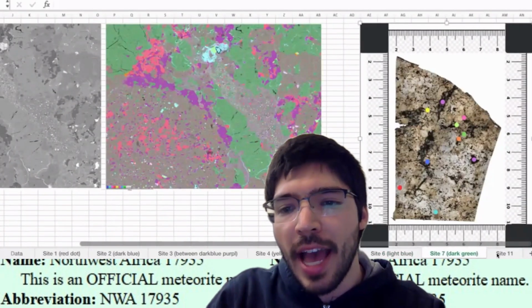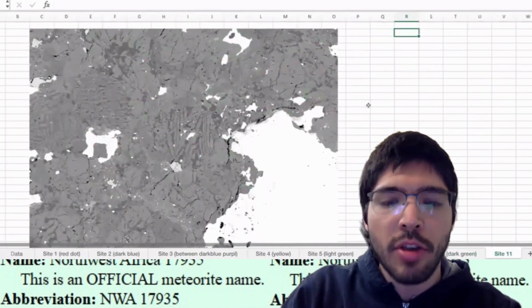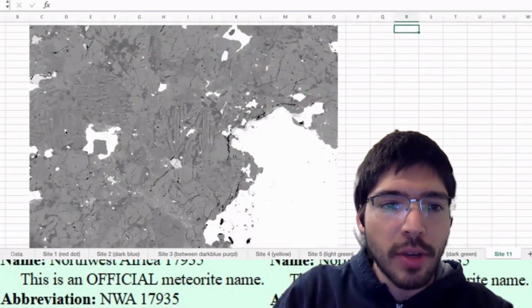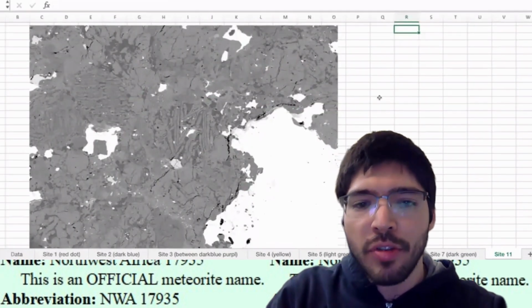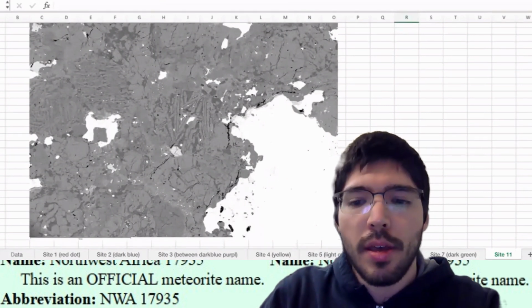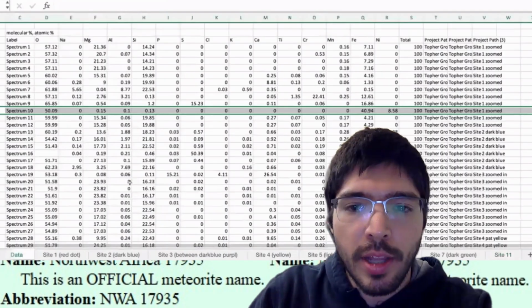You'll notice I have an area that's called site 11. This was just a zoomed out image I took somewhere on the sample where I saw there were a lot of chondrules. So you can see these rounded images here. And I just wanted to capture just a few of them just to show that it has an overall chondritic texture to it. But basically, those are all the sites. So I'll be going back and forth between the data and these sites.